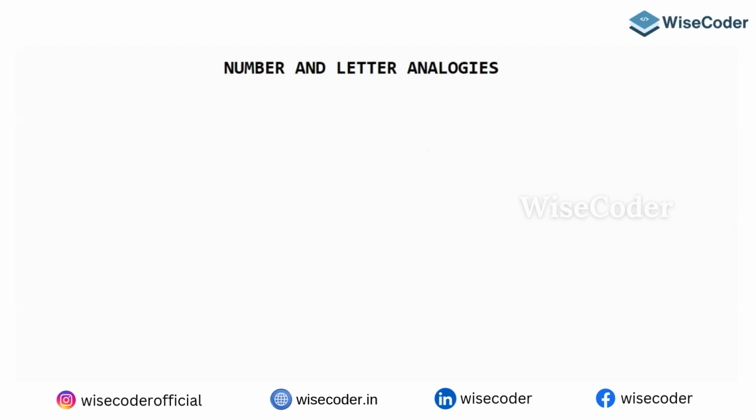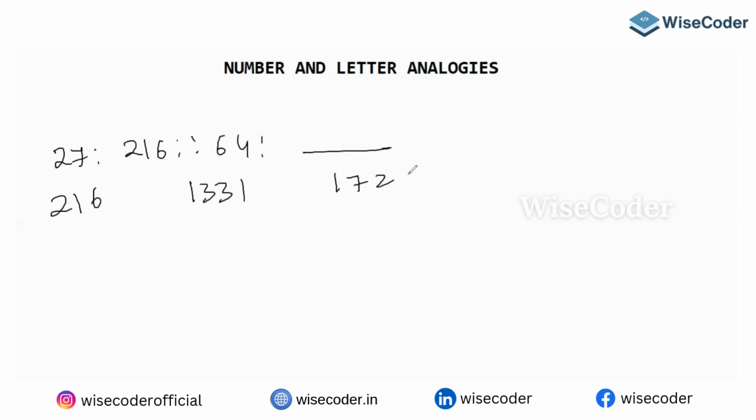Now we have seen the logics regarding this. Let's say the series is 27, 216, 64, dash. Your options are 216, 1331, 1728, 8127. Guys, you should be thorough with your squares and cubes. Look at here.